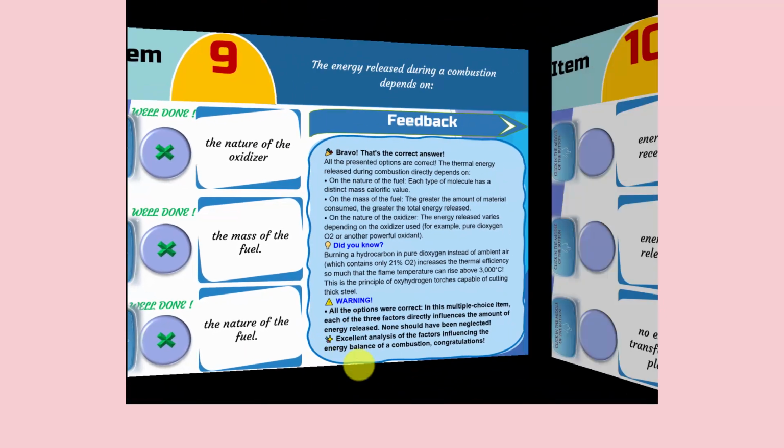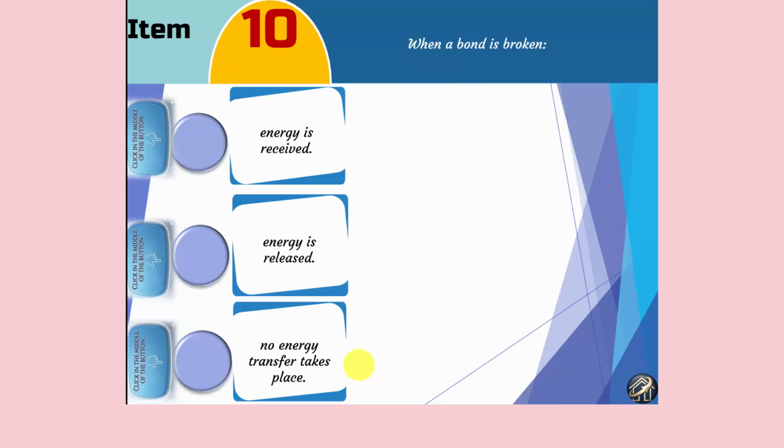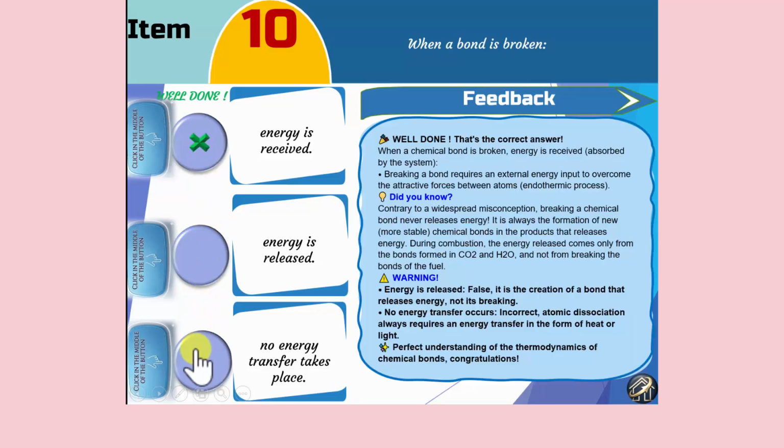Excellent work. The correct answer is energy is received or absorbed by the system when a chemical bond breaks. Breaking a bond requires energy to overcome the attraction between atoms. Energy is released later when new, more stable bonds form, such as during combustion with carbon dioxide and water.